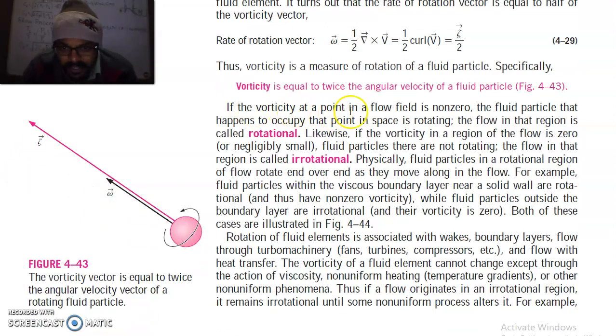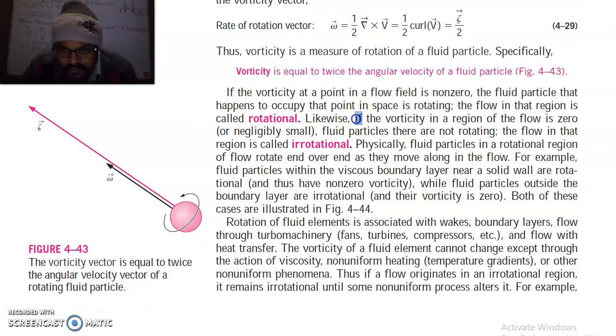If the vorticity at a point in the flow field is non-zero, the fluid particle that happens to occupy that point in space is rotating. The flow in that region is called rotational. If the vorticity in a region of a flow field is zero, fluid particles there are not rotating. The flow is called irrotational.